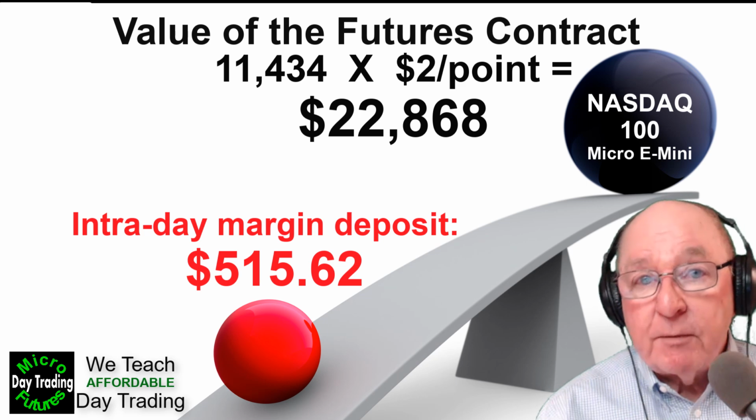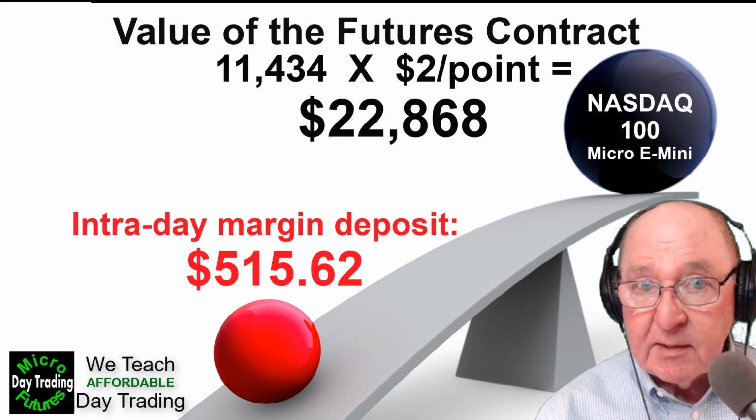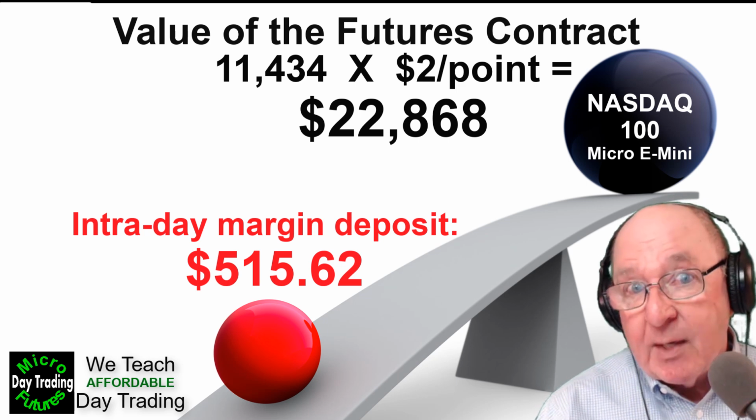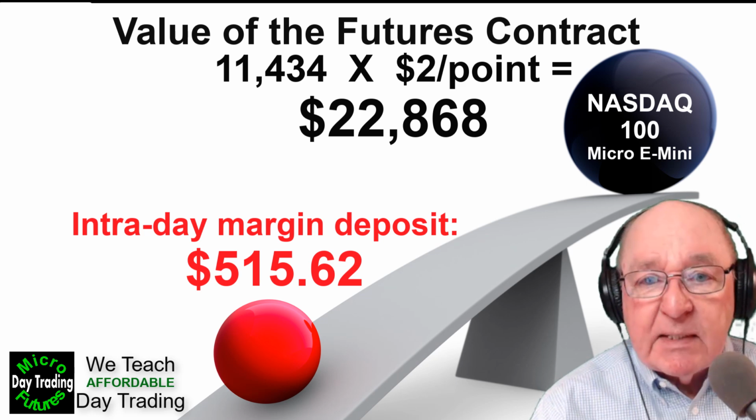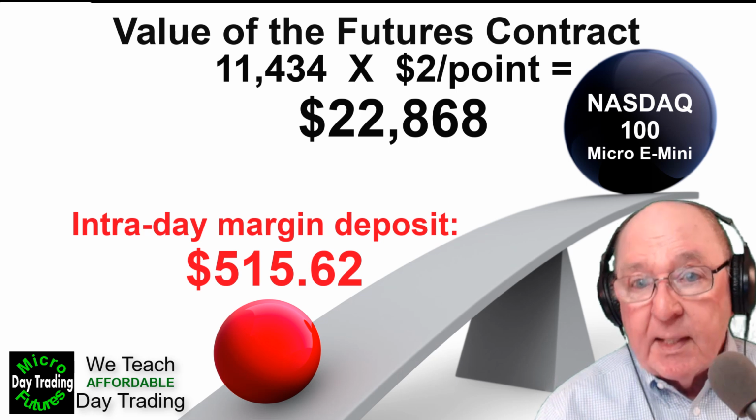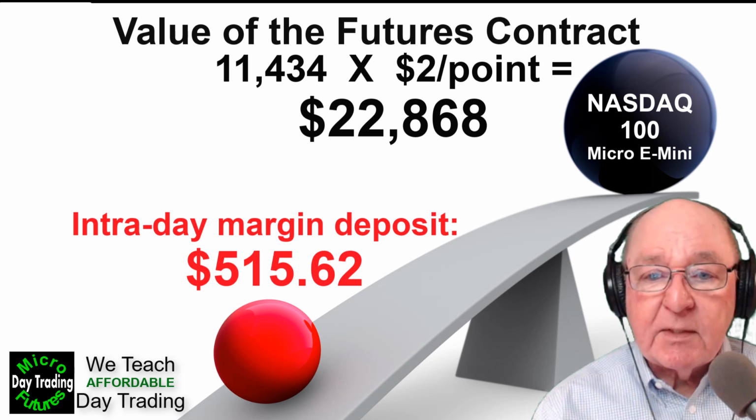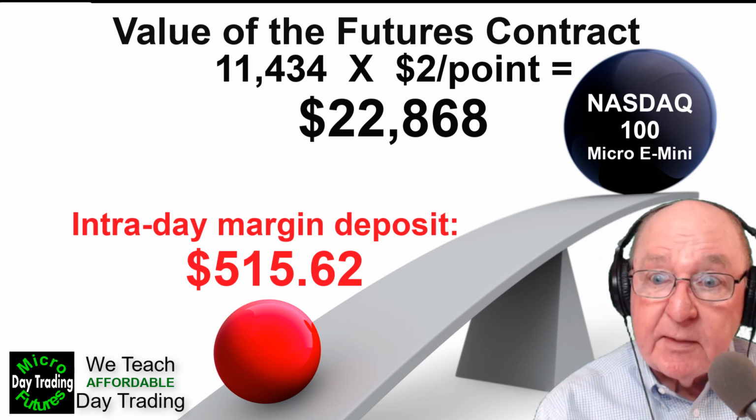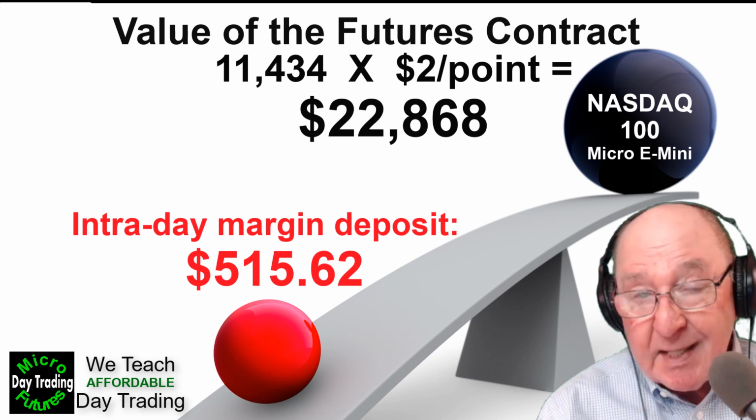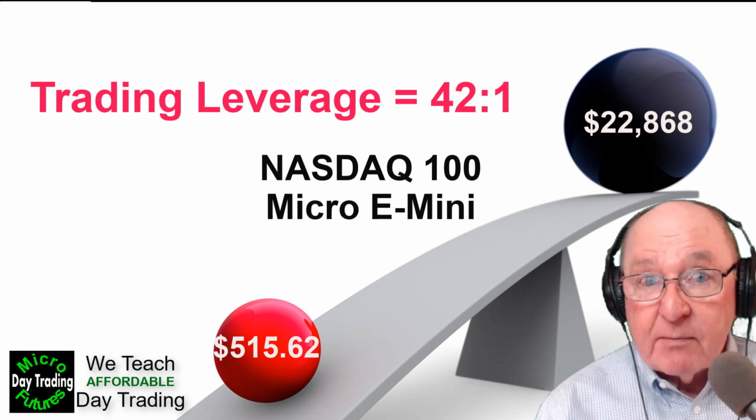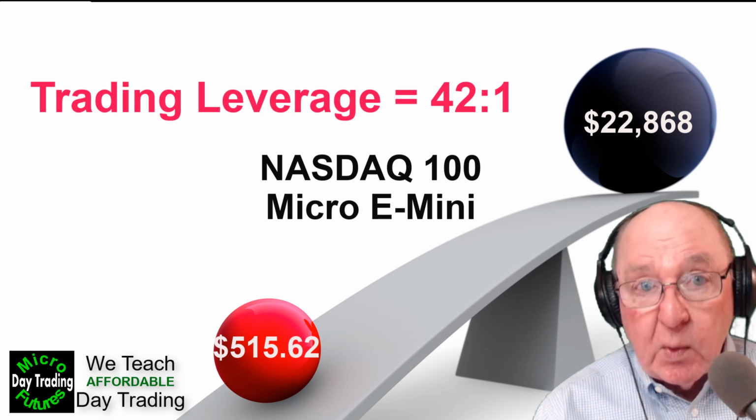I had to put up $515.62. I traded a NASDAQ100 Micro E-mini, and it was at a price of $11,434 at $2 a point. That means that $500 down there controlled over $22,000 worth of equity. Now, that's a leverage of 42 to 1.